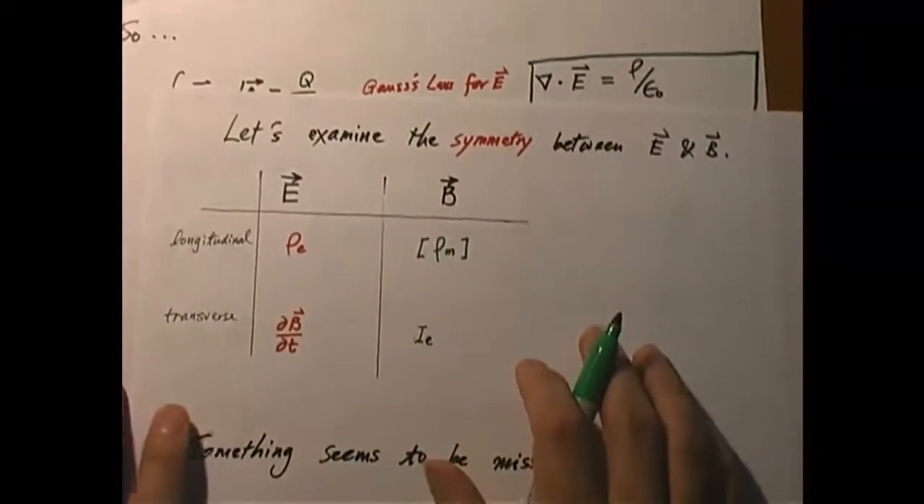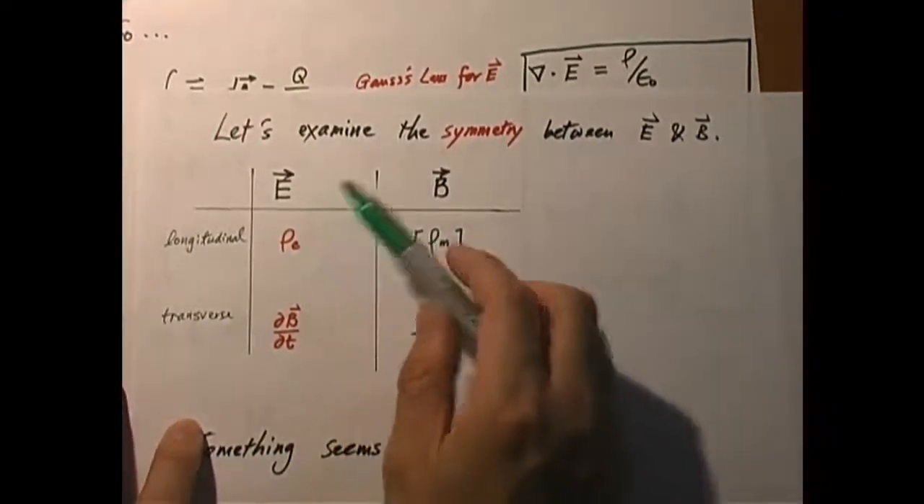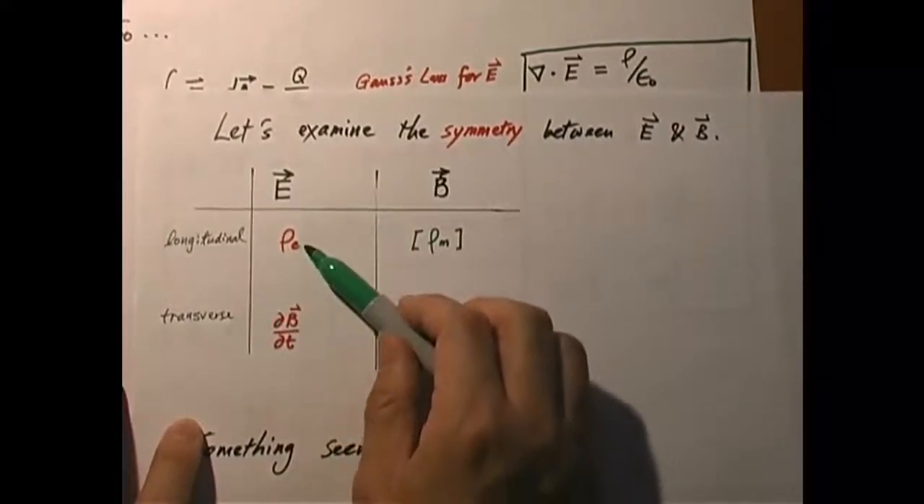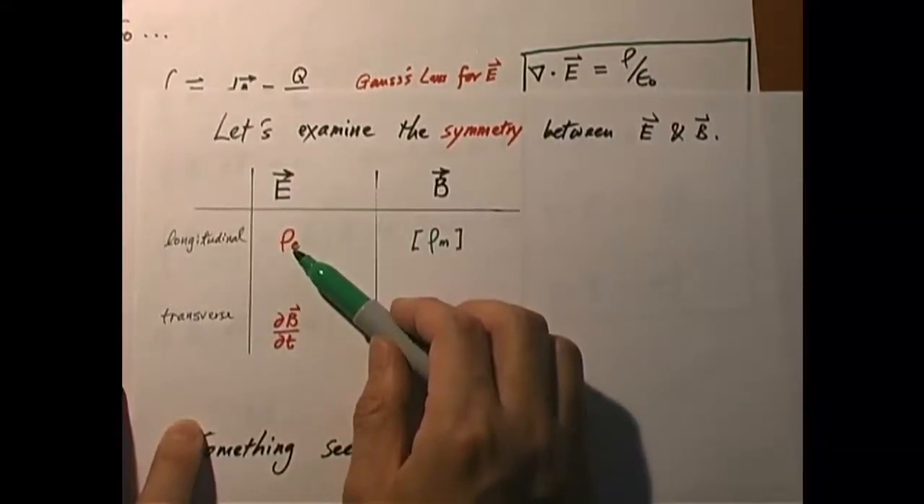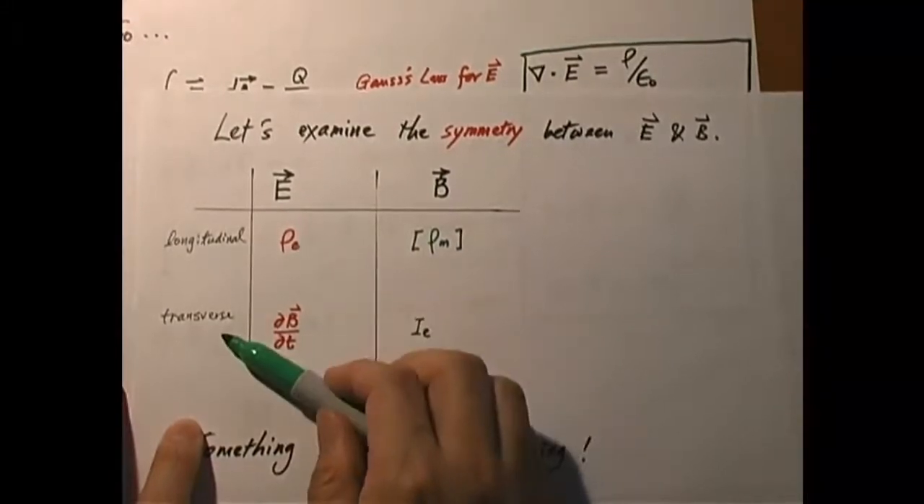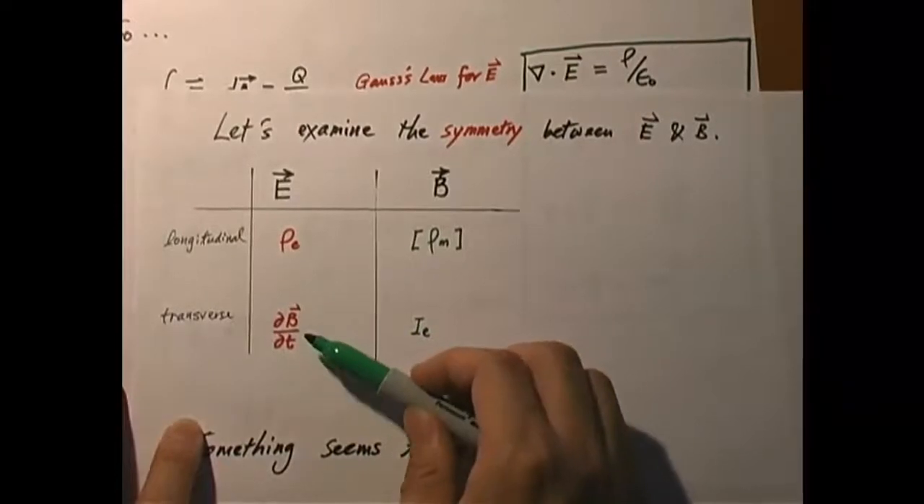We can draw this table here. Examine the symmetry between E and B. It turns out the electric field, just like any vector field, has, in principle, a longitudinal part and a transverse part, right? Again, the longitudinal part is provided by electric charge. Okay, that's Coulomb's law. And the transverse part is provided by what? A variable magnetic field. And that is Faraday's law of induction.